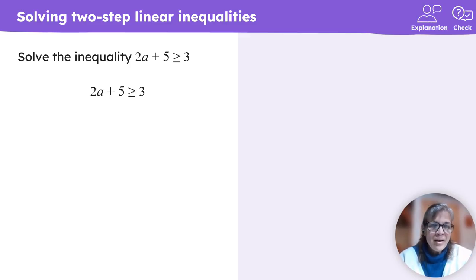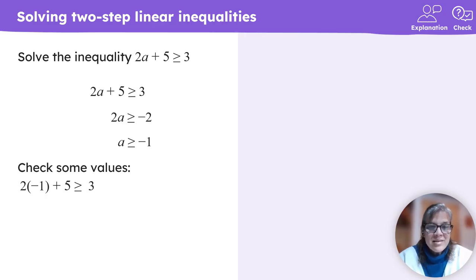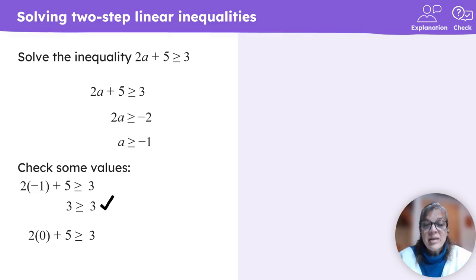All right, welcome back. Hopefully you've solved the inequality and you found that a is greater than or equal to -1. So if you are checking some values, then you could try something. Try -1. It says it can be equal to it, and there it is. 3 is equal to 3. If you try something less than, greater than -1, then you should find that it doesn't actually work.